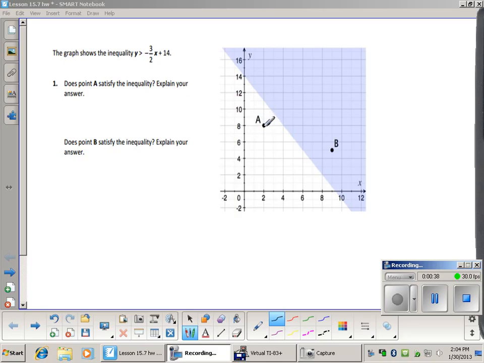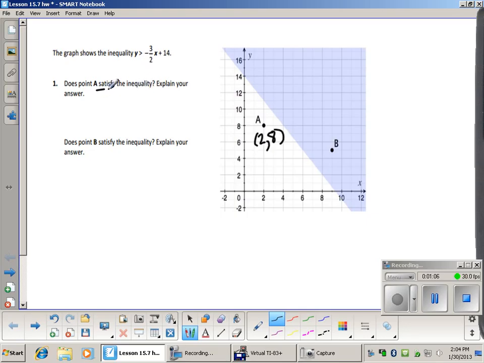I think I want to start by finding the coordinates of point A. Well, where is point A on the coordinate plane? From the origin, it's over 2, so the x value is 2, and up 8, so the y value is 8. So it is at the coordinates (2, 8). Now that I have an xy pair, I can replace the x and y in my inequality and evaluate it and see if it makes the statement true.